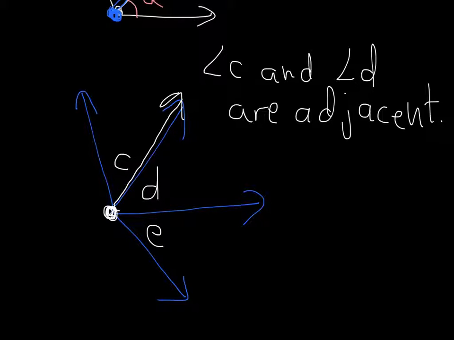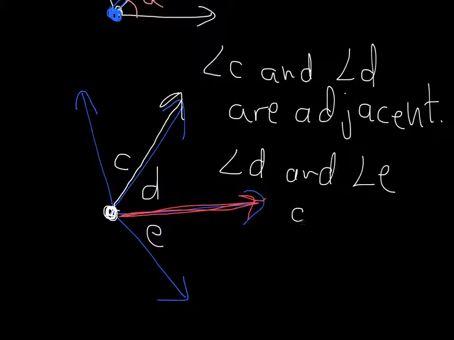Finally, though, let's take a look. There is one more. If we take a look at angles D and E, angles D and E share a common vertex, and this side right here that I'm doing in red in between is a common side. So we could actually say that angle D and angle E are adjacent as well. And that is how we identify adjacent angles, and they're very important.